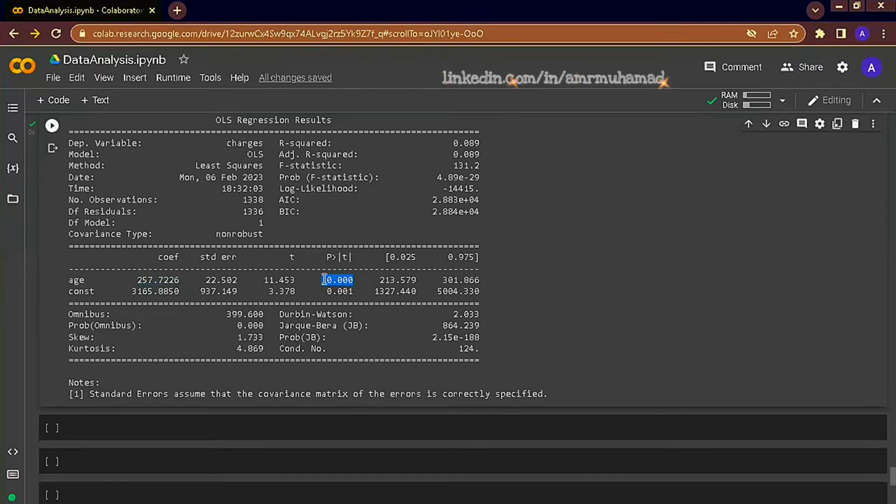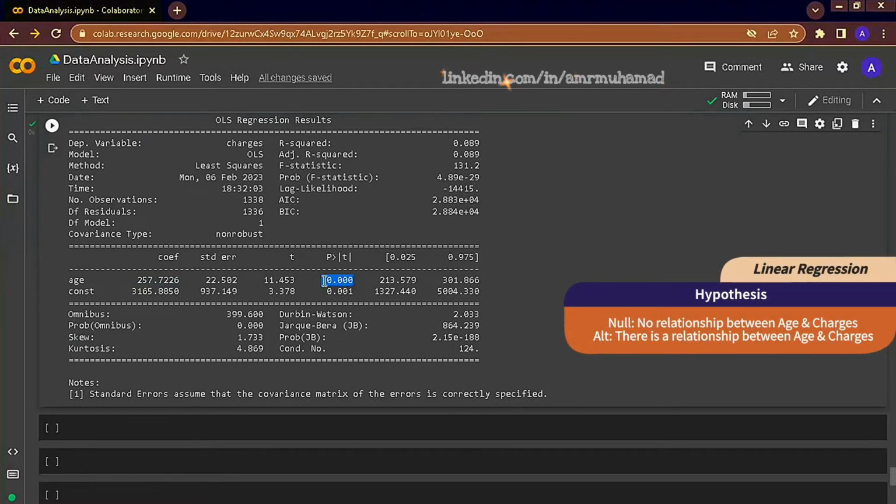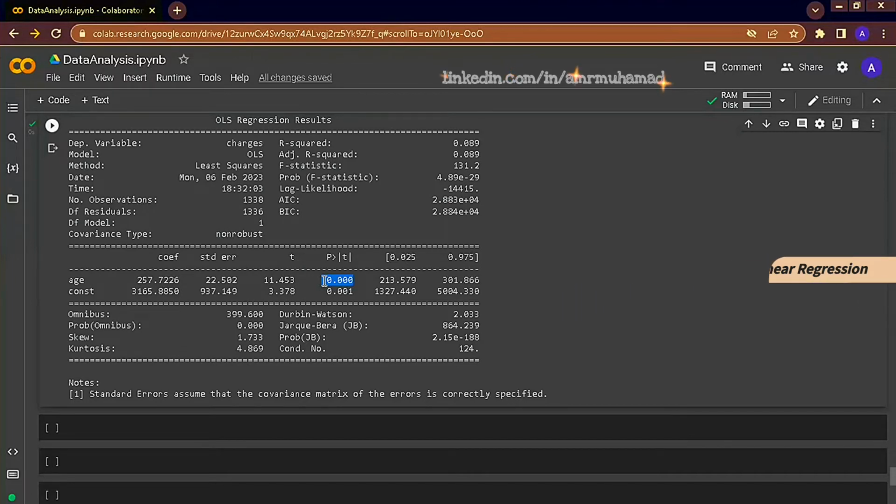Linear regression is actually a sort of statistical test. The null hypothesis is that there is no relationship between the dependent and independent variable, and the alternative hypothesis is that there is a relationship between the two variables. So what we can conclude from this small model is that age is somewhat significant in predicting the dependent variable, charges.